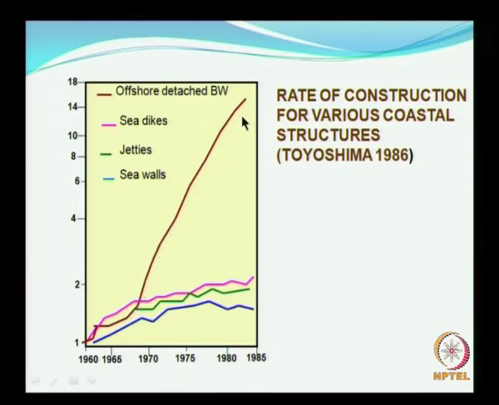But there is one difference. You look at this offshore detached breakwater: the rate of increase in projects implemented with offshore detached breakwaters as a coastal protection measure has drastically increased, because it has its own advantages, but there are some small disadvantages also. So this is the rate of increase, particularly in Japan and also in other developed countries, the European countries or the Americas. So you have a number of projects with protection measures as offshore detached breakwaters.